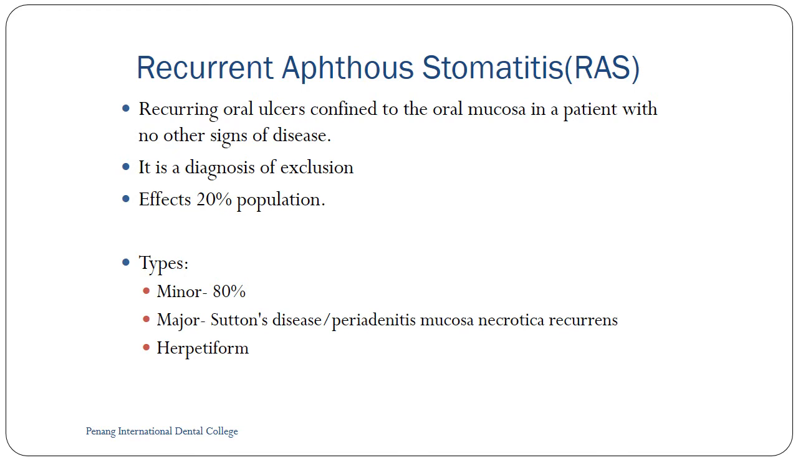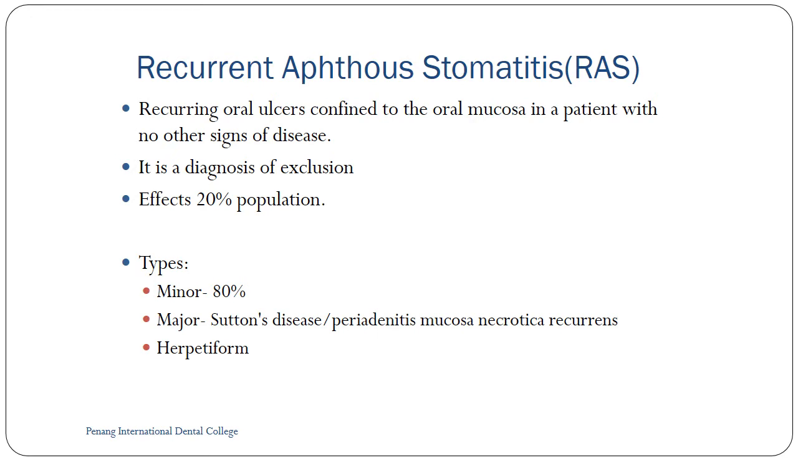The human leukocyte antigen, HLA subtype, can be a factor in some cases. And aphthous stomatitis affects almost over 25% of the population, and prevalence is approximately 20%. So there is a good chance that in your clinical practice you might come across an aphthous stomatitis case.